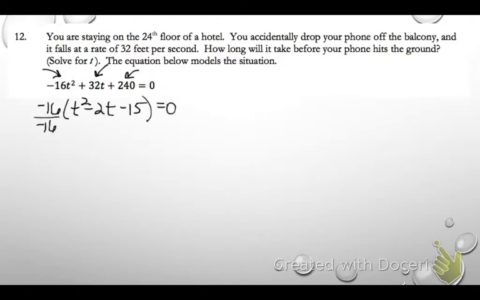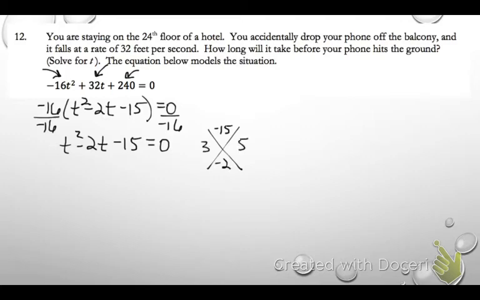Now 16 is just a constant out front multiplying, so we can go ahead and divide that from both sides. And so we're left with t squared minus 2t minus 15 equals 0. Now let's find a factor pair to solve. So we're looking for two numbers that will multiply to give us negative 15 and combine to give us negative 2. I am thinking 3 and 5, and let's make the 5 negative. So since our a value is 1, we can go right to our parentheses. So t plus 3 times t minus 5 equals 0.